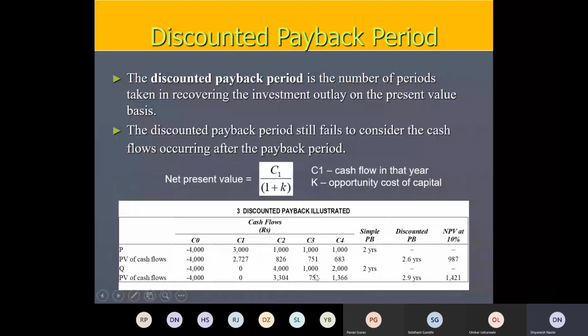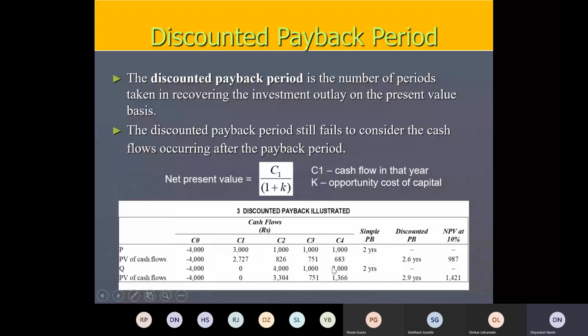Here, the 4,000 which we are going to get for Q in the second year, how do you find out 3,304? Here C2 equals 4,000 divided by 1 plus 0.1 raised to the power 2. That is going to give you 3,304. Then 1,000 divided by the same remains the same here. Then 2,000 divided by 1 plus 0.1 raised to the power 4 gives you 1,366. And then the formula remains the same.